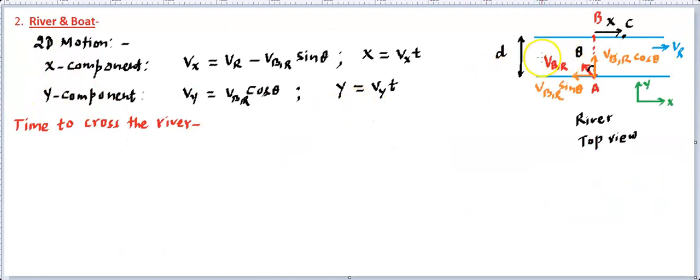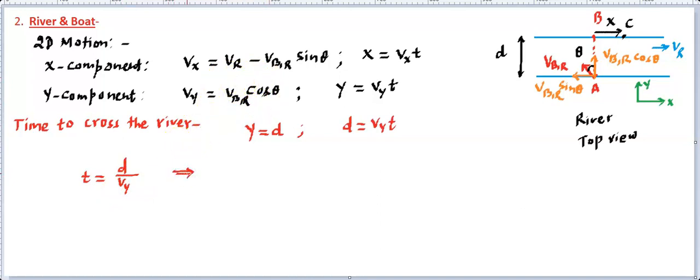So in the same situation, these are the equations. Now let's try to find some important quantities like time to cross the river. If someone wants to find how much time it will take to cross the river, we can use this equation. And here we know the displacement in the vertical direction is going to be d, so we can replace this y by d, so it becomes d is equal to vy into t. So the time to cross the river is simply d divided by the velocity in the vertical direction. Now which is the velocity in the vertical direction? This is the velocity in the vertical direction.